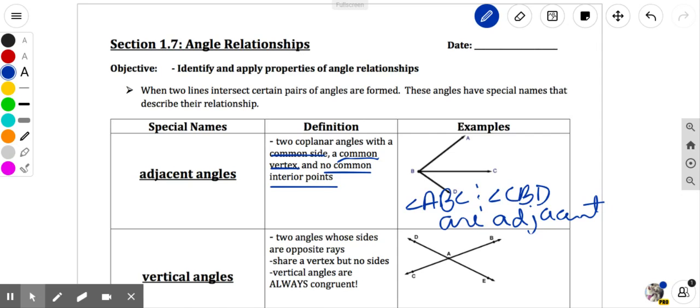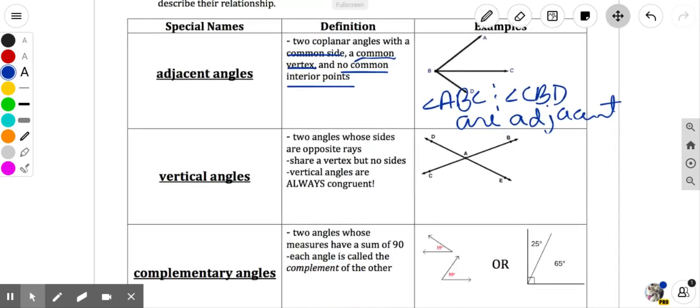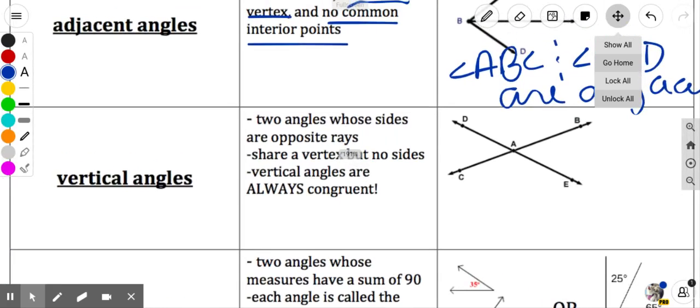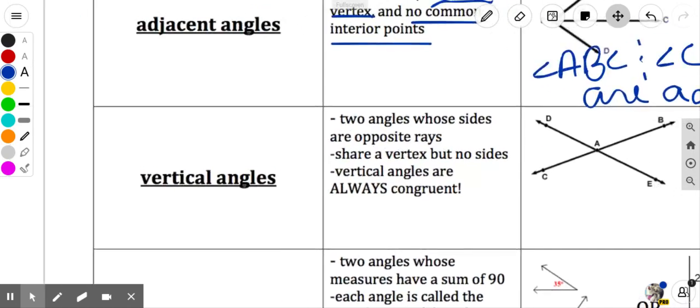Okay, the next one is a super important one. Actually, let me go back to adjacent. Angles just being adjacent doesn't tell us anything about their measures. They're just next to each other. That's it. Vertical angles are something that's super important. We will come back to vertical angles all throughout the year. They come up constantly, so it's definitely one to remember. So it's angles whose sides are opposite rays. They share a vertex but no sides. And one thing about vertical angles is they're always congruent.